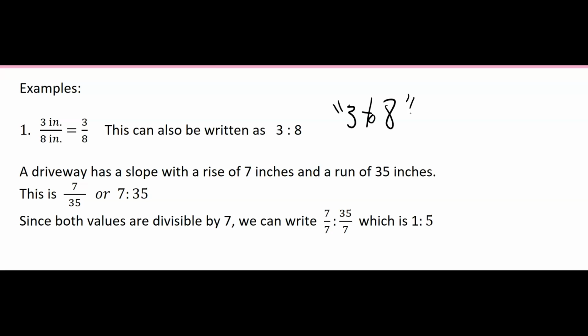A driveway has a slope with a rise of 7 inches and a run of 35 inches. This is 7 over 35, or 7 to 35. Since both values are divisible by 7, we can reduce it, so we can write 7 over 7 to 35 over 7, which reduces to 1 to 5.